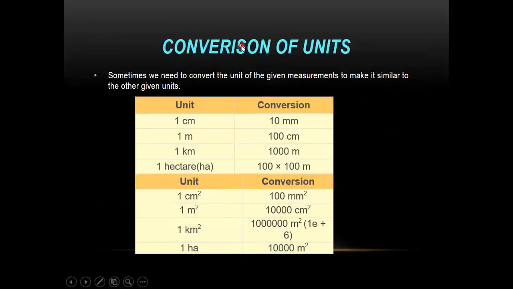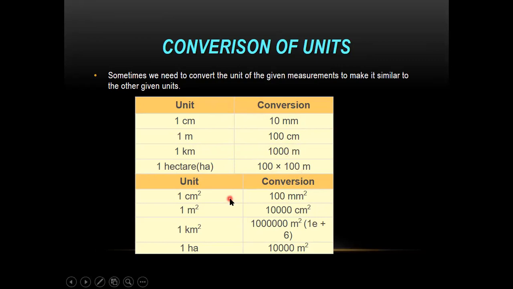Next, conversion of units. Sometimes we need to convert the unit of the given measurements to make it similar to the other given units. Sometimes if one is given in one unit, we have to convert to the other unit. So that is how you have to convert. See here, unit and conversion. 1 centimeter equals 10 millimeter. This one we know, everyone. Now here 1 meter equals 100 centimeter. This also we know. And 1 kilometer equals 1000 meters. This also we know. Now next, you see 1 hectare equals 100 into 100 meter.